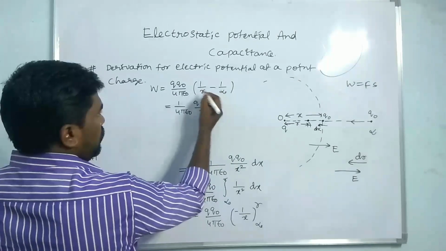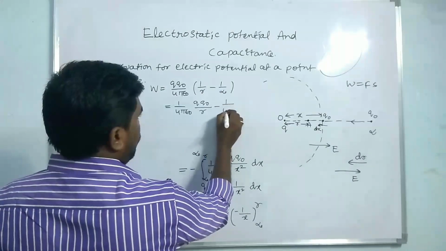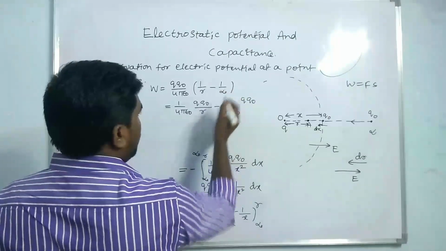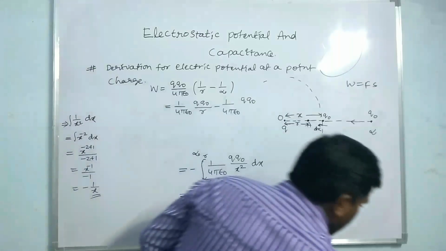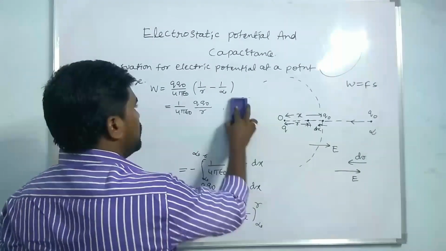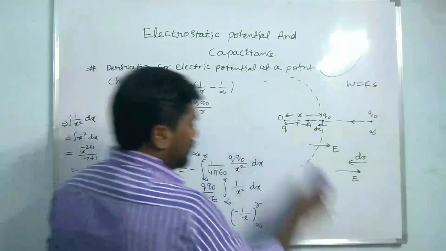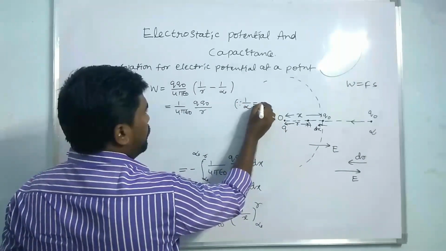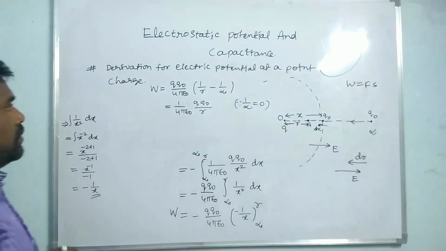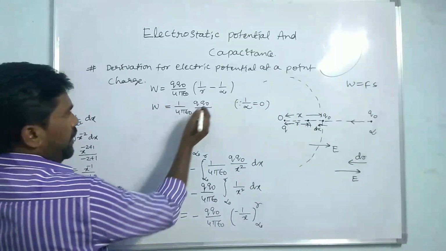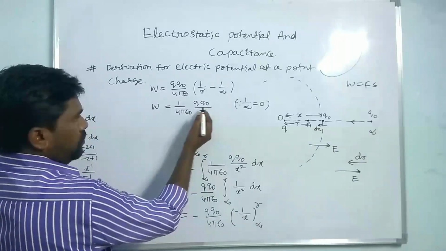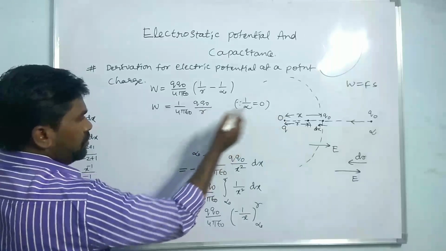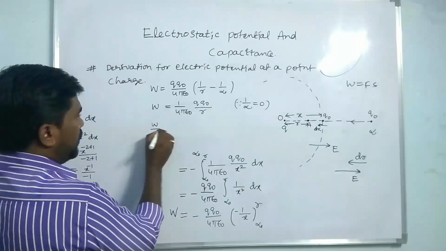It is equal to minus 1 by 4 pi epsilon naught q naught by infinity. Something by infinity is equal to 0. Directly we can write that, since here we need to write 1 by infinity is equal to 0. So this is the W, the work done in bringing the charge q naught from infinite distance, that is W by q naught.